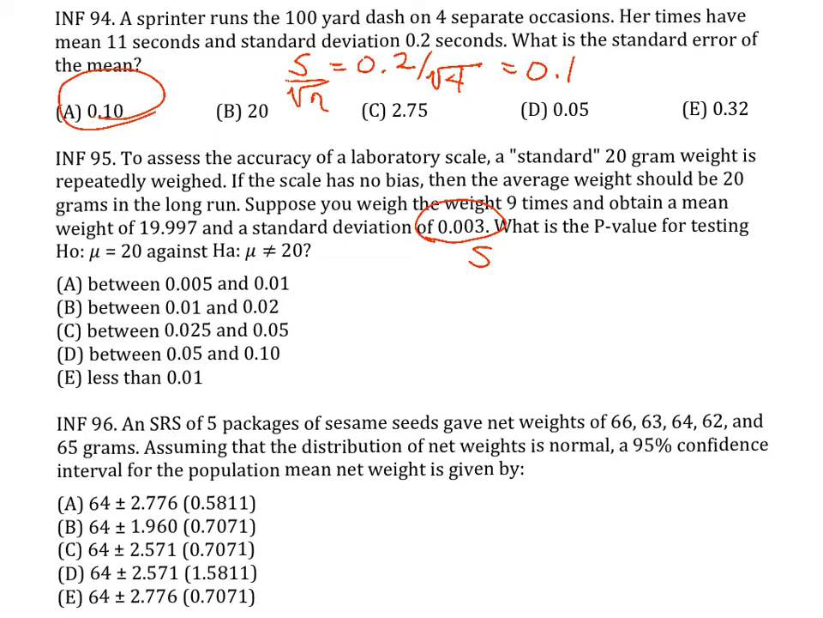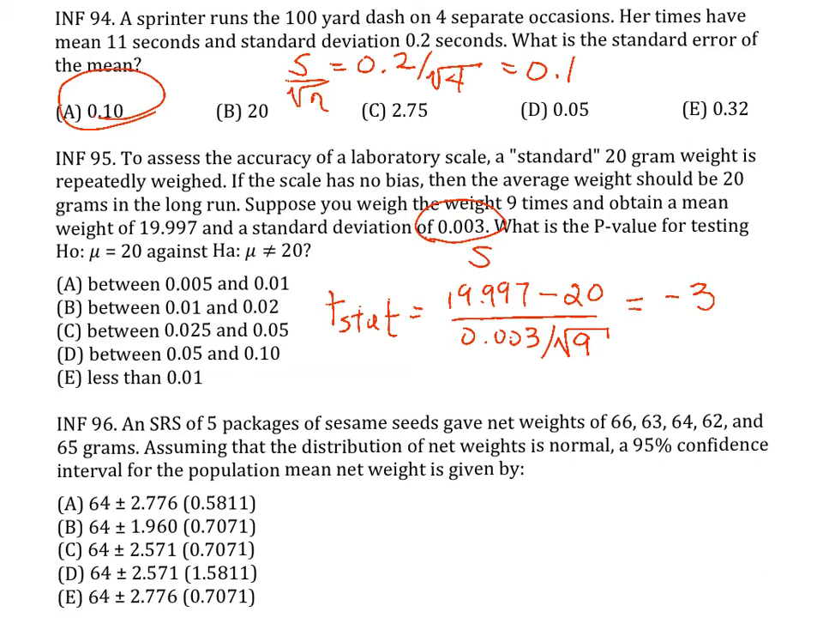So we would calculate the t-stat first, and the t-stat is our mean of 19.997 minus the 20 as the hypothesized value over S, 0.003, over the square root of the sample size 9. The t-stat works out to be -3.